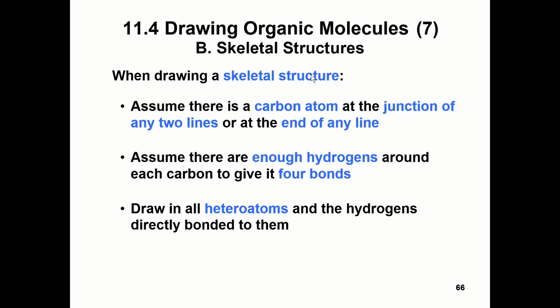Okay, so now we're going to talk about these skeletal structures or line angles. In these skeletal structures, you assume that there's a carbon atom at the junction of the 2 lines or at the end of the lines, and then you can infer the number of hydrogens by just knowing that each carbon must have 4 bonds. Then we draw in the heteroatoms and the hydrogens that are bonded to the heteroatoms. We don't need to draw the hydrogens for the carbon-hydrogen bonds in the skeletal structure, but we do put hydrogens bonded to these heteroatoms.